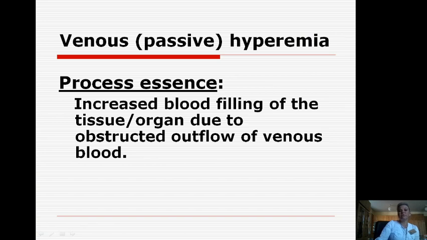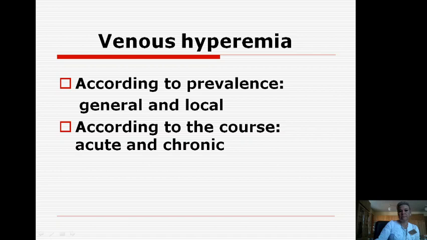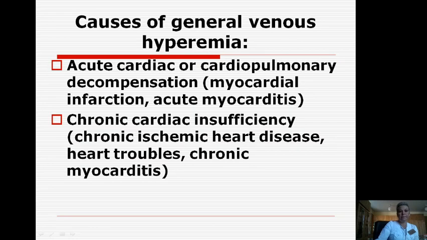In contrast, venous or passive hyperemia is a negative, unfavorable process. What is this? Venous hyperemia is increased blood filling in the tissue and organs due to obstructed outflow of venous blood. According to the prevalence, venous hyperemia can be general and local, according to the course, acute and chronic. What are the causes of general venous hyperemia?